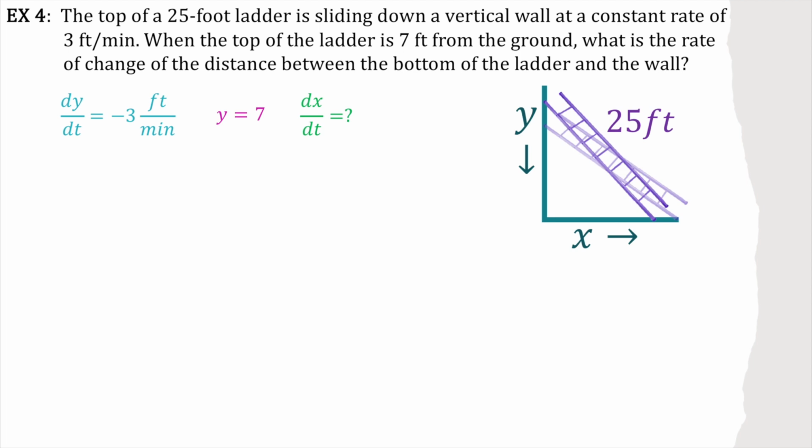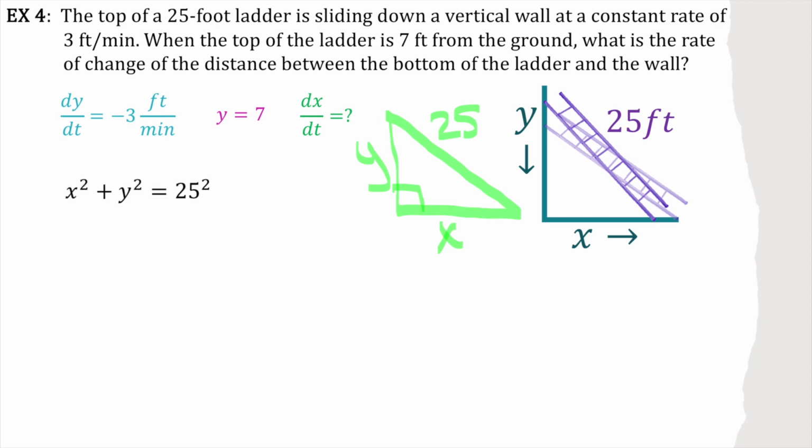We don't have an equation to use at this point, but we do have a right triangle with sides y and x and a hypotenuse of 25. So we actually do have an equation we can use, the Pythagorean theorem. x squared plus y squared equals 25 squared. Take the derivative of both sides, and then we'll plug in what we know.